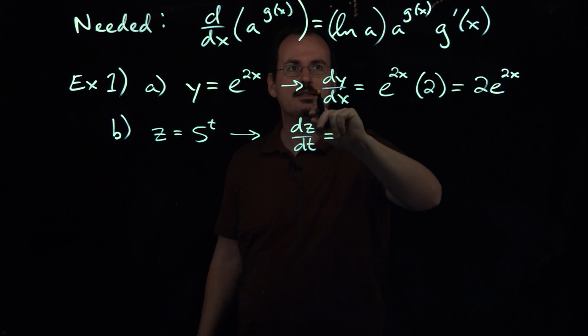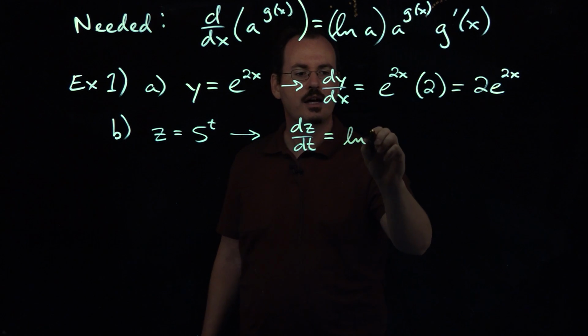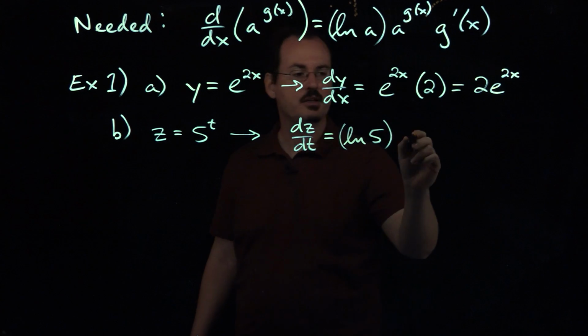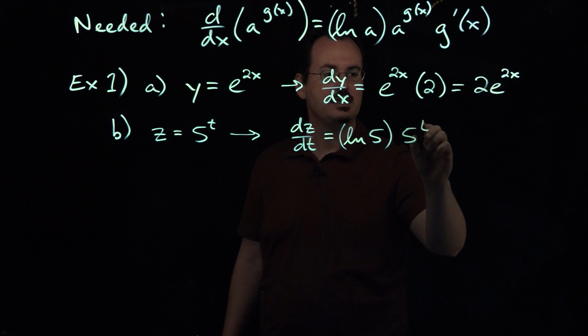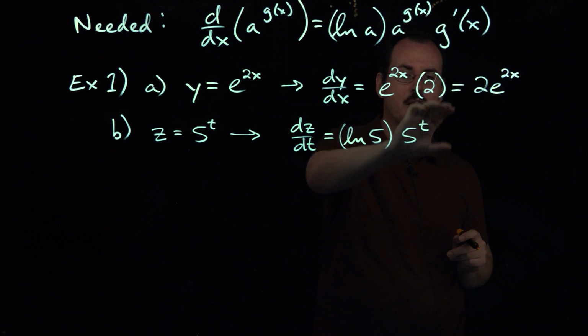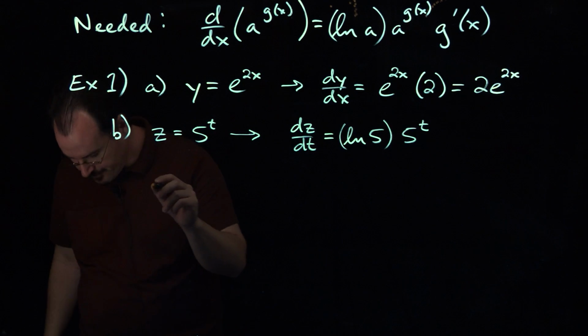The first thing we'll want to write is the natural log of a. A in this case is 5. So we get natural log of 5 as the first thing we write. And then again, notice the second thing we write is just copying the function. So that's just 5 to the power of t. Now the thing that's up here is just t itself. So really the g prime is just 1. So we'll just leave it like that. So that's the answer for part B.